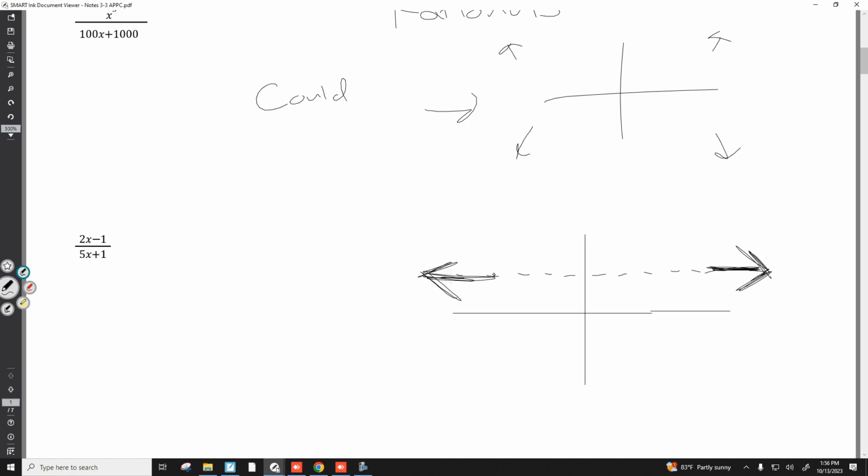So we don't have to end up going up, down, up, up. We could have this situation, but we could also have this situation. We could have a situation where at the end, we actually have our arrows go towards 0.